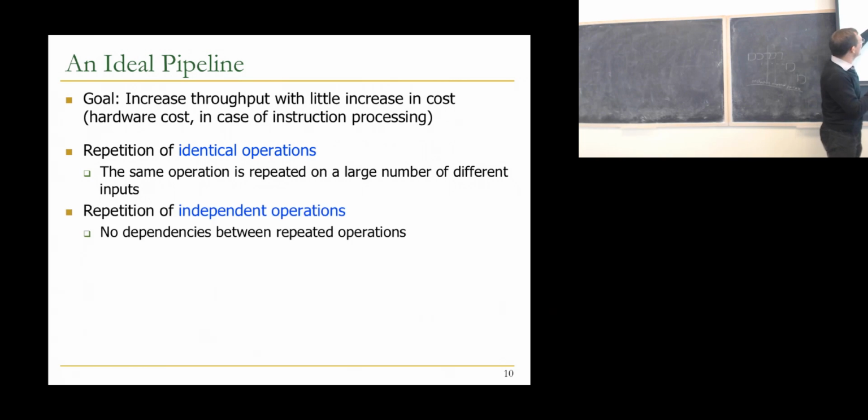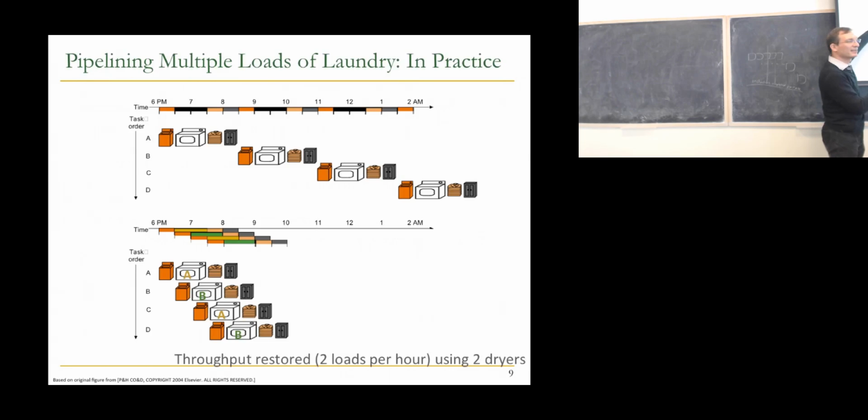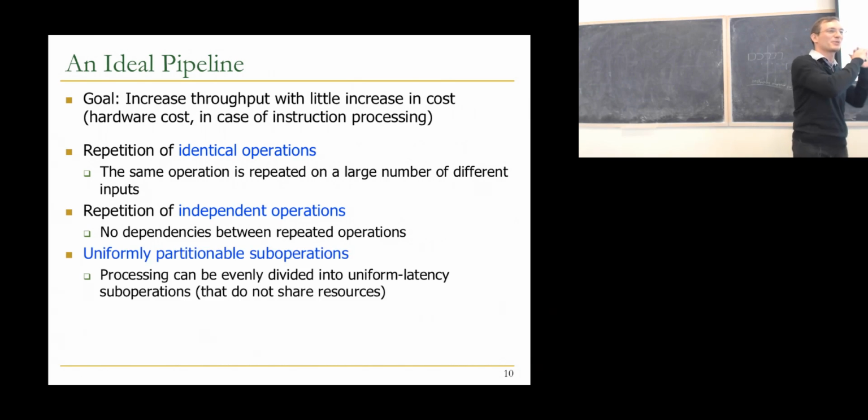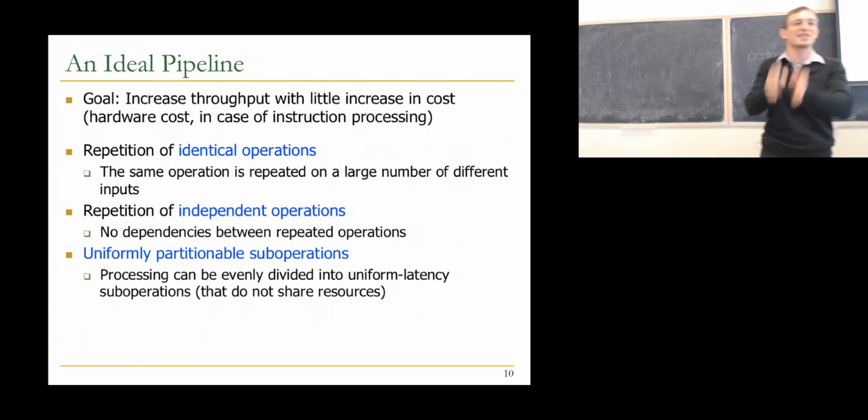And operations are independent of each other. There's no dependency between repeated operations. In this case, the second load has no dependency on the first load, right? You can reorder them perfectly. That's not true of instructions also, at least many instructions. I shouldn't say most, because surprisingly there's a lot of independence which we're going to exploit later on. And finally, in an ideal pipeline, you can partition the sub-operations, or stages, uniformly, or perfectly, such that they're exactly equal. You're not wasting any time in each stage.